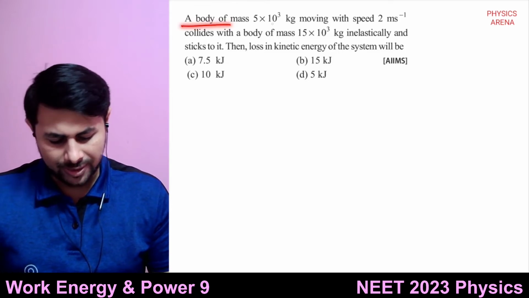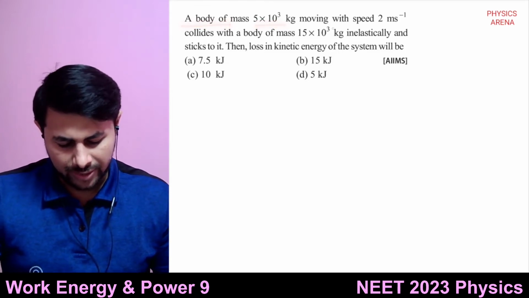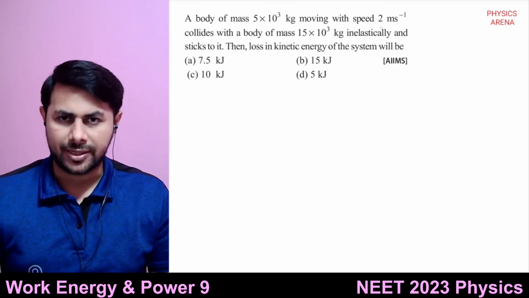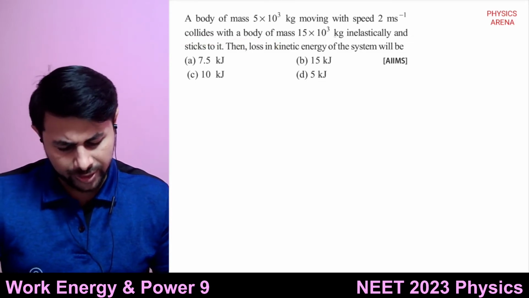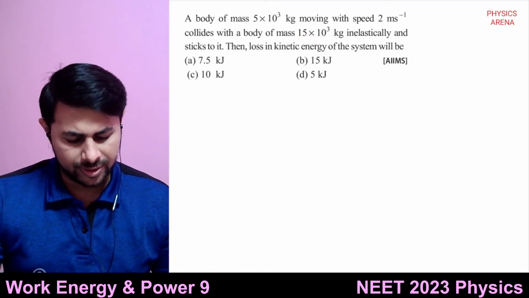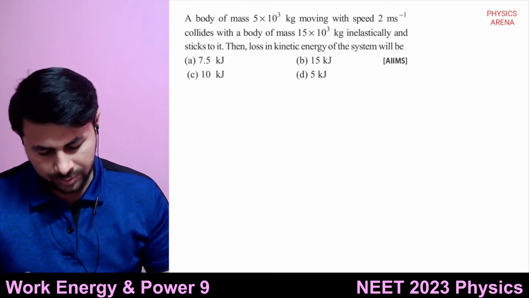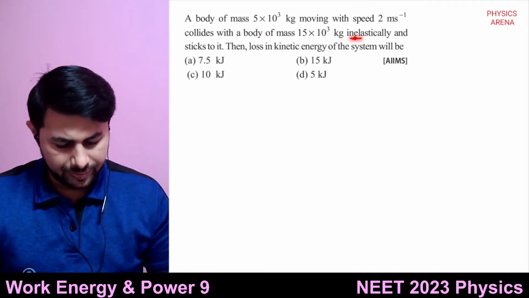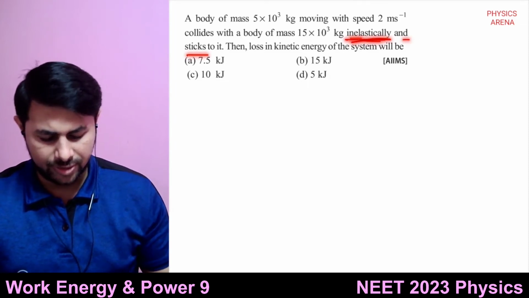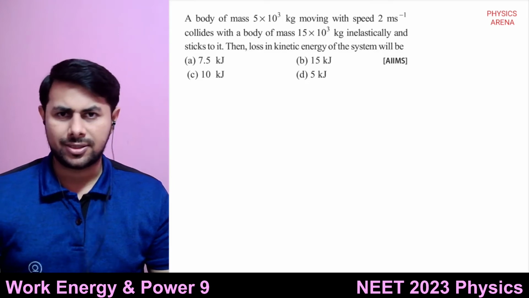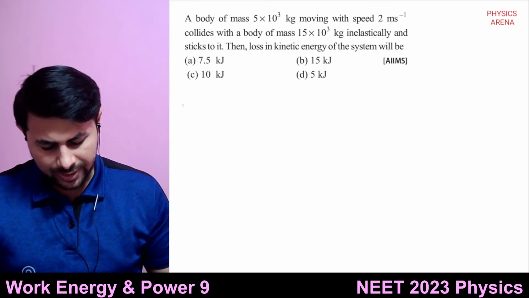A body of mass 5 into 10 raised to 3 kg, moving with speed of 2 meters per second, collides with a body of mass 15 multiplied by 10 raised to 3 kg, inelastically and sticks to it. Then the loss in kinetic energy of the system will be, again, straightforward. So what is delta KE?